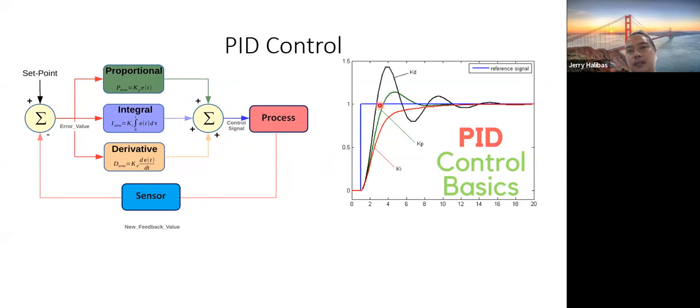Then on the right side, it's a graph showing an example of different responses of the controllers, particularly the constants, or the gains. Proportional gain, the integral gain, and the differential gain. So accordingly, KD, KP, KI.